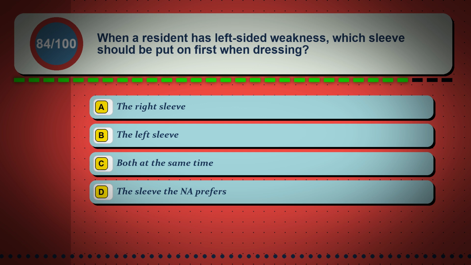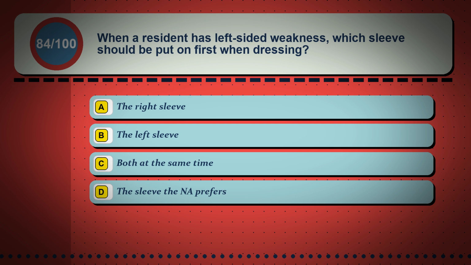Question 84. When a resident has left-sided weakness, which sleeve should be put on first when dressing? Option A. The right sleeve. Option B. The left sleeve. Option C. Both at the same time. Option D. The sleeve the NA prefers.